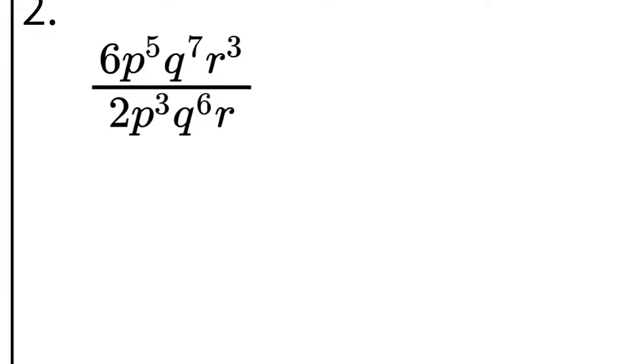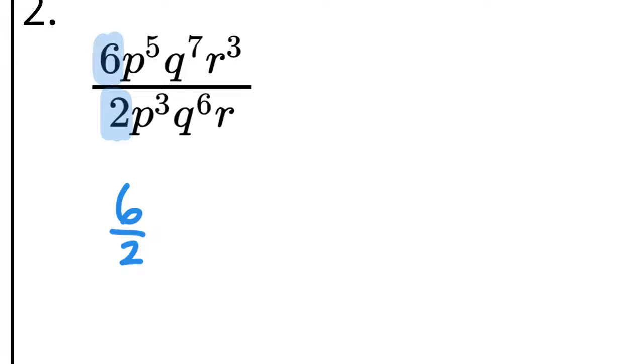6p to the 5th, q to the 7th, r to the 3rd, divided by 2p to the 3rd, q to the 6th, r. So just as before, we're going to combine the same variables with each other. But first, this one does have a coefficient. See these numbers out front? So they're not letters, so they're not variables, and they're not exponents because they're not small, so they are coefficients. So when you have coefficients, you're still going to divide them like normal, 6 divided by 2.